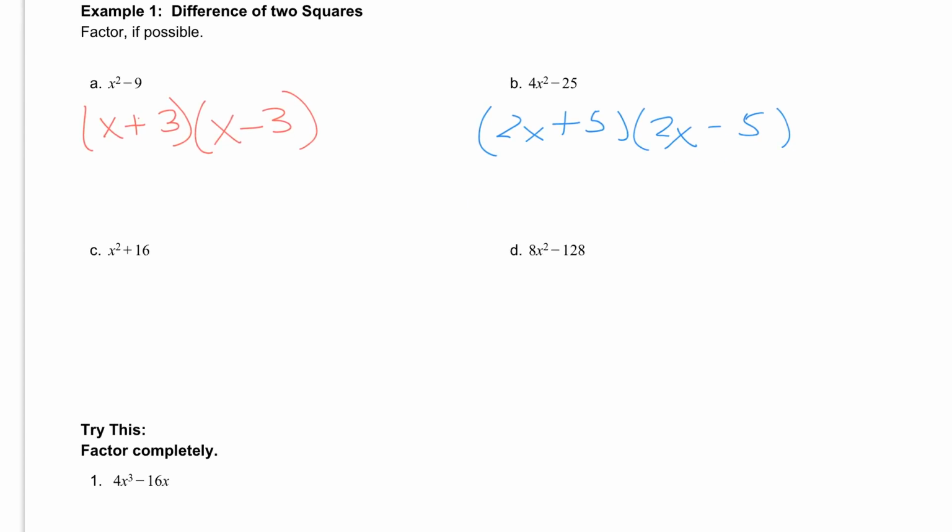Let's take a look at letter C. Letter C, we have x squared plus 16. We recognize there's two things instead of three, so we're looking for that difference of squares. But the first thing you should notice is there's a plus sign in here. Once we just have a plus sign and only two terms, unless there's a greatest common factor, we can't do anything here. And since there is no greatest common factor, this problem, we would say, is not factorable.